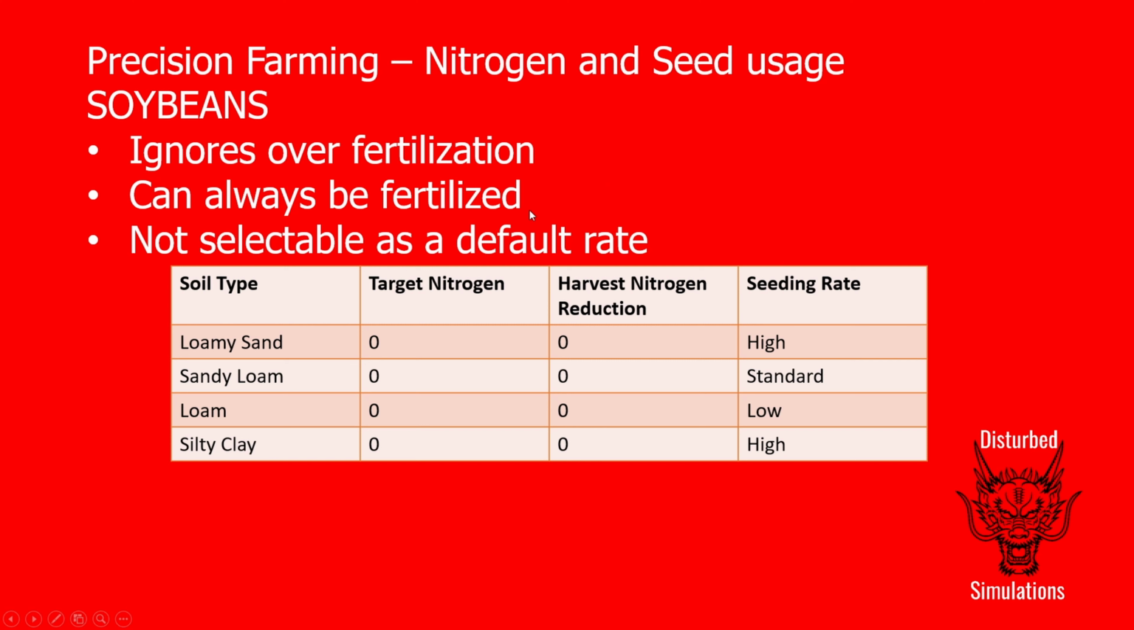So if you've got some manure you want to get rid of, you could throw that over it. And this is the first crop as well where, because it doesn't require nitrogen, you can't select it as a default rate for application with a fertilizer spreader.